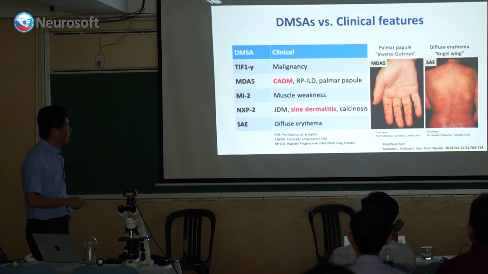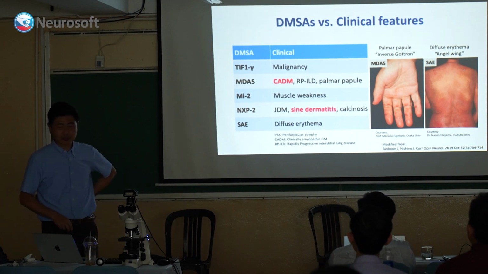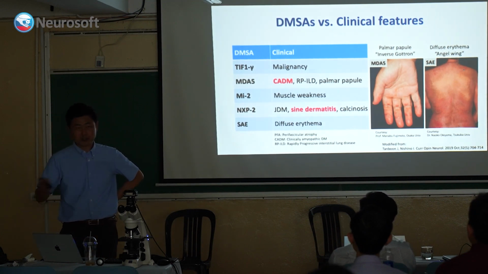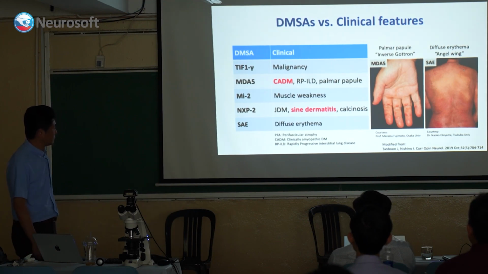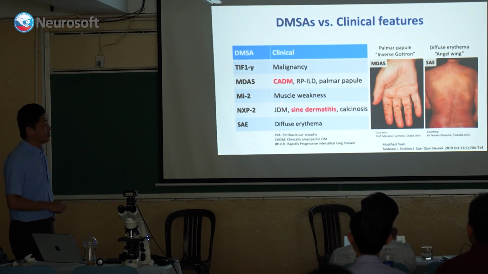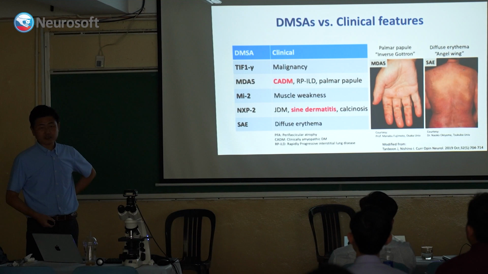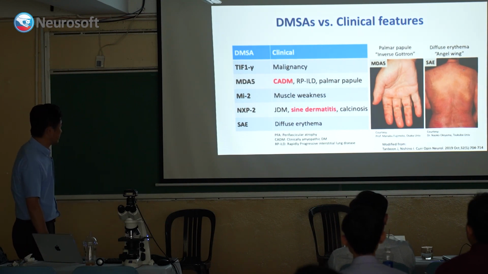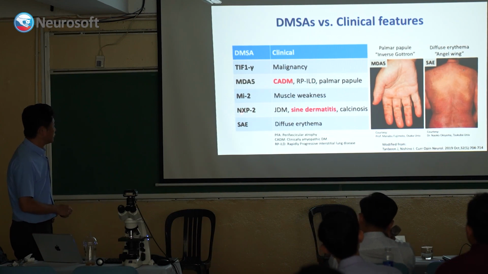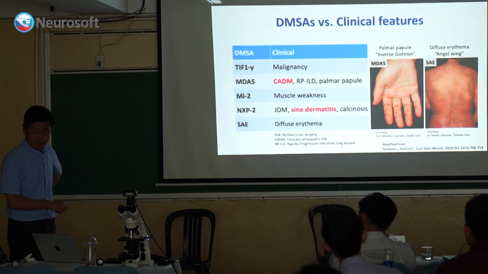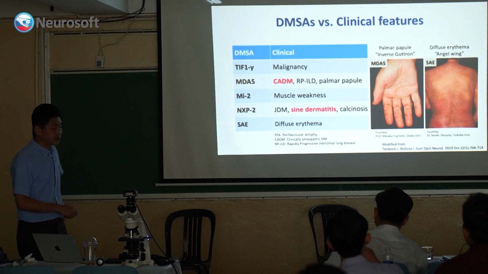Another important issue is rapidly progressive interstitial lung disease, which is actually lethal. Many patients die because of this one. Mi-2 causes more severe muscle weakness and high CK. In fact, if you look at muscle pathology, there are so many necrotic fibers.